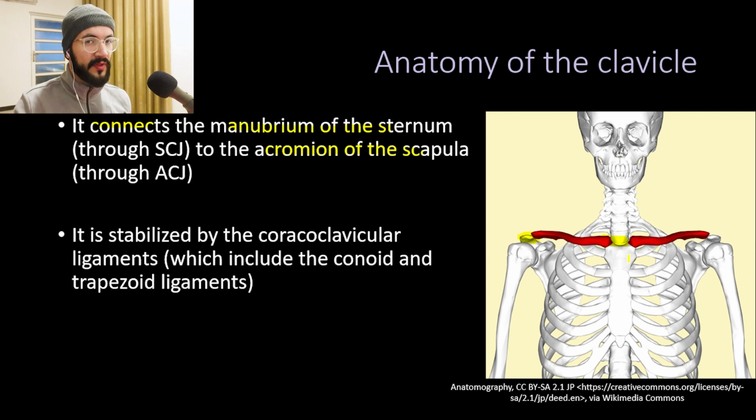It connects with the manubrium through the sternoclavicular joint, which is the SC joint, and it connects with the acromion through the acromioclavicular joint, which is here, which is called the AC joint. And the clavicle is stabilized by the coracoclavicular ligaments, which include the conoid and the trapezoid ligaments. The coracoclavicular ligaments are here. They connect the coracoid process of the scapula, which is here, to the clavicle in here.